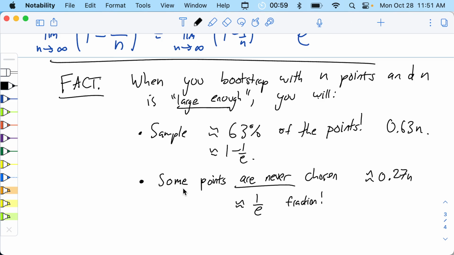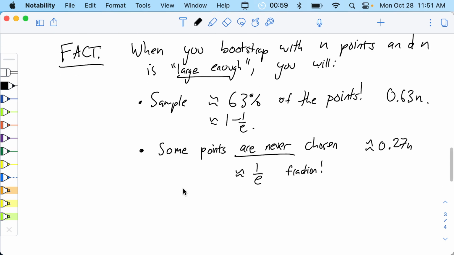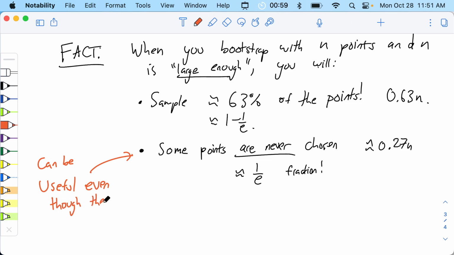Why is this interesting? These points that are never chosen are useful to us because we can use the points to test our error. In traditional cross-validation, you have a training set and a test set, and you split it beforehand. When you do bootstrapping, you automatically get some points you never used, and you can use those points to measure your test set. So these points can be useful, even though they are never chosen.